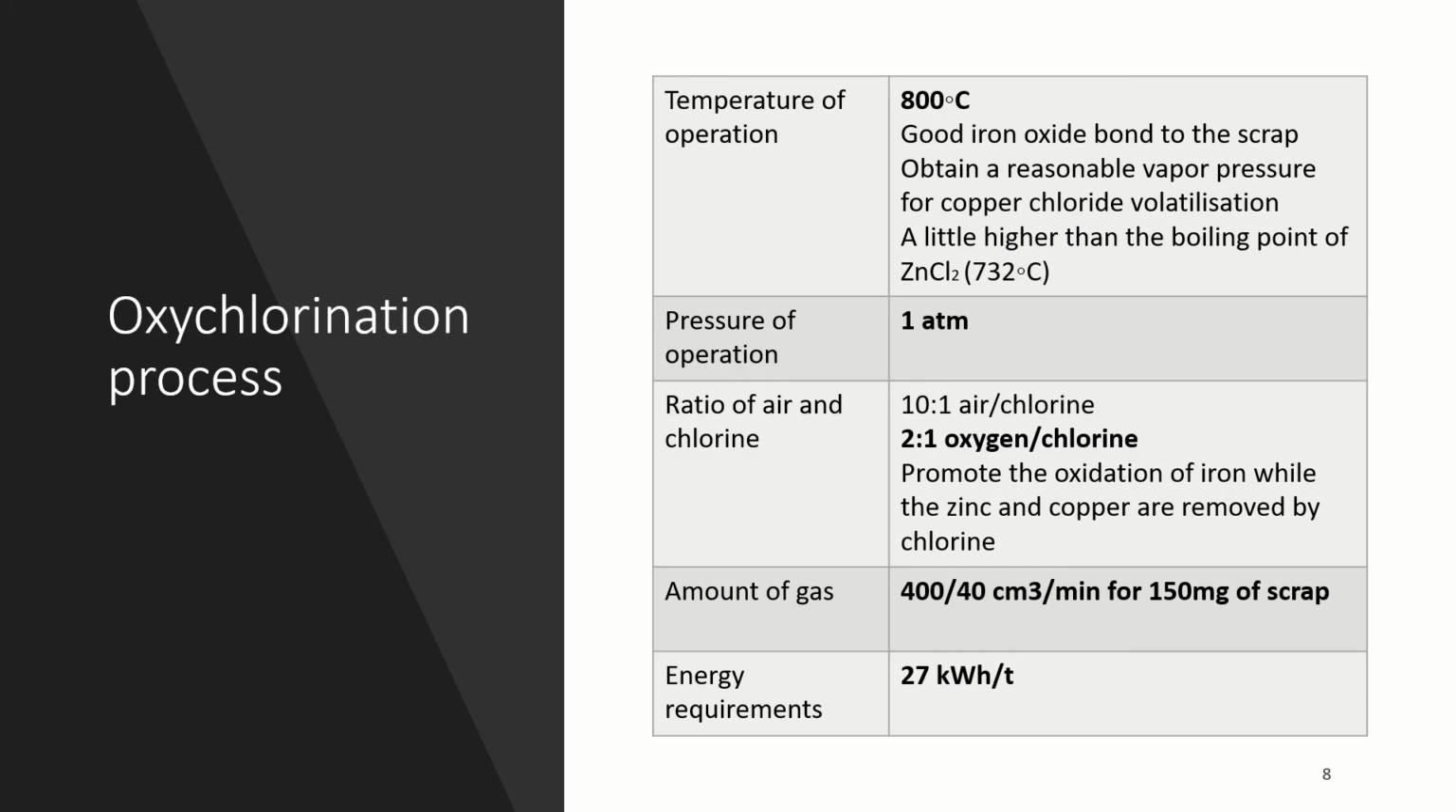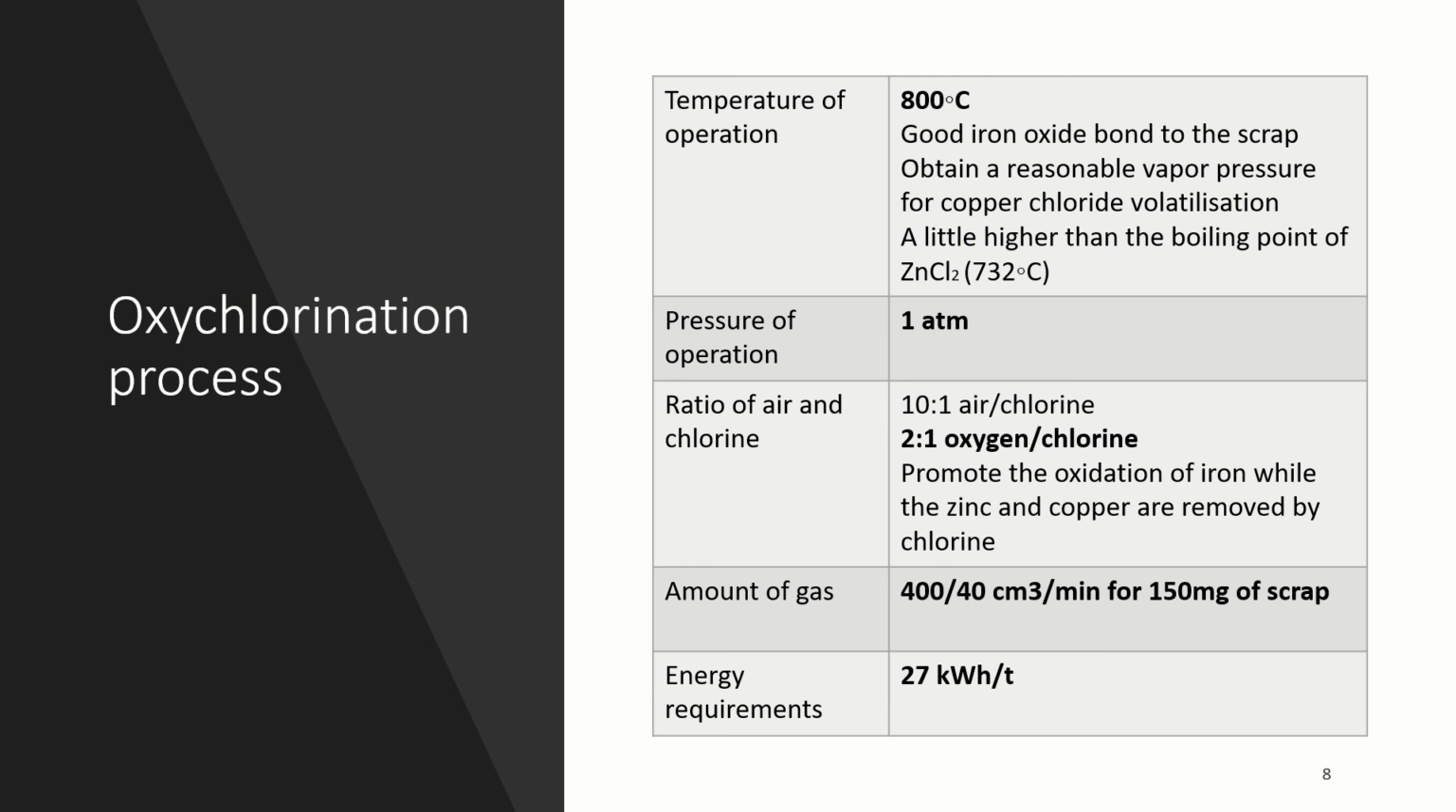So the gas mixture enters the reactor at standard conditions of 25 degrees and 1 atm. A temperature of 800 degrees inside the reactor is optimal to assure a bond between the oxide layer and the scrap, as well as to assure a high enough vapor pressure of the chlorides.